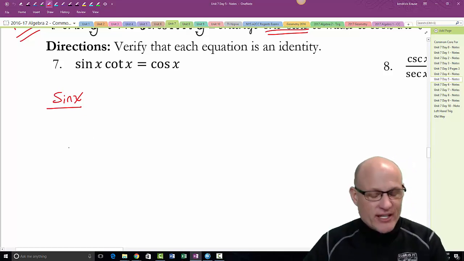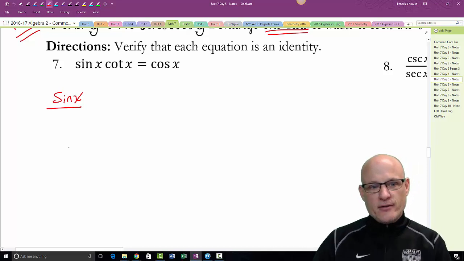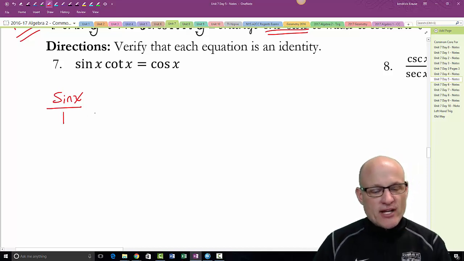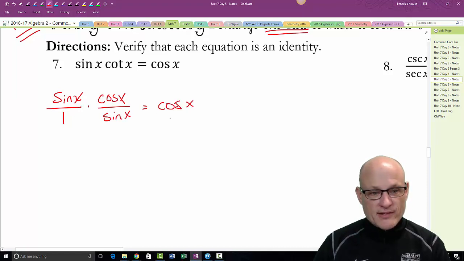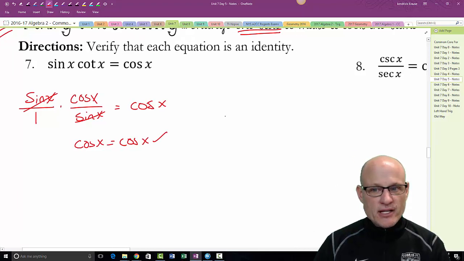Once you get it, you're like, whoa, that wasn't bad. Sine is just sine over 1. Cotangent is cosine x over sine x. And again, I've got to make this thing look like cosine x. Don't mess with the right side. Oh, the sine x's cancel. Cosine x equals cosine x. That's it. I did it.